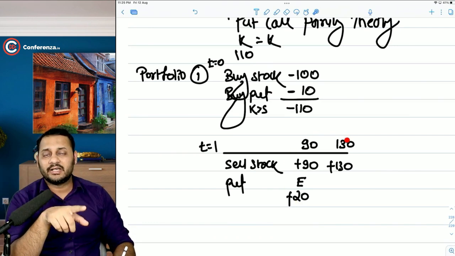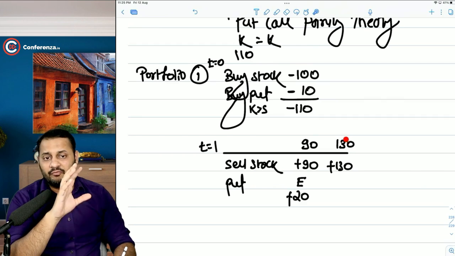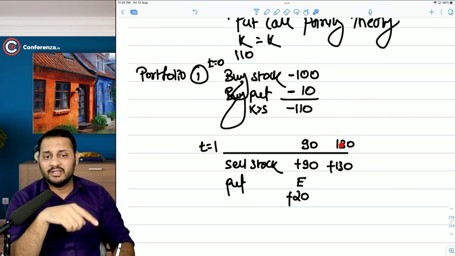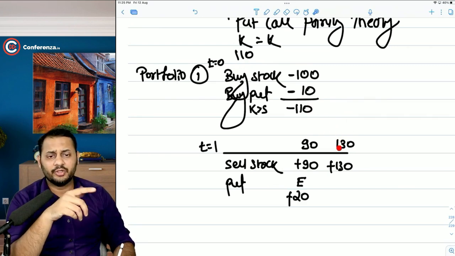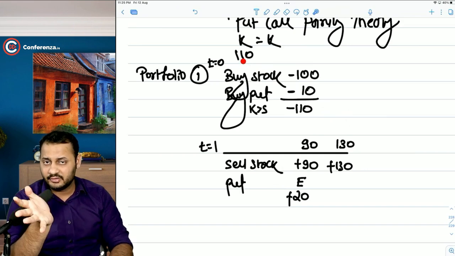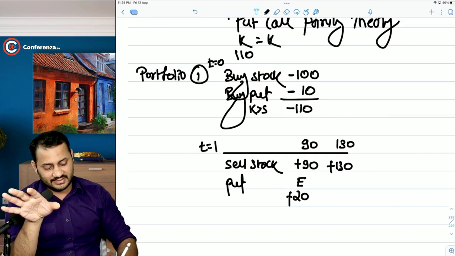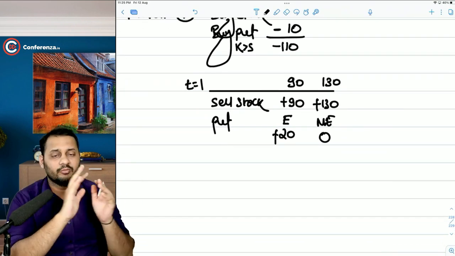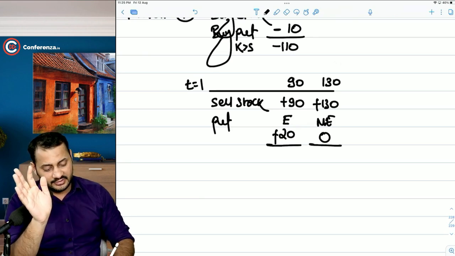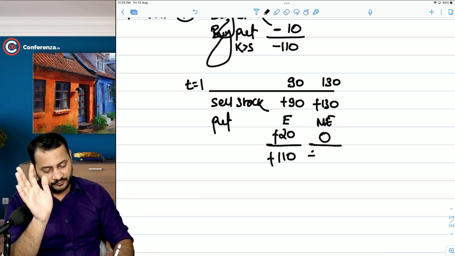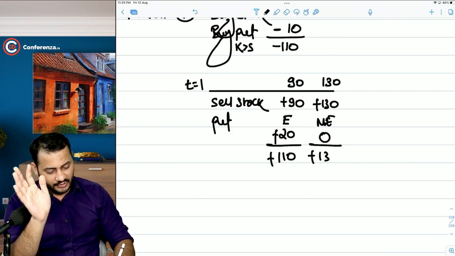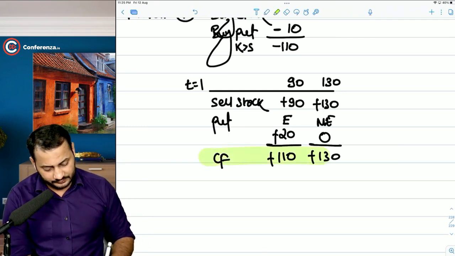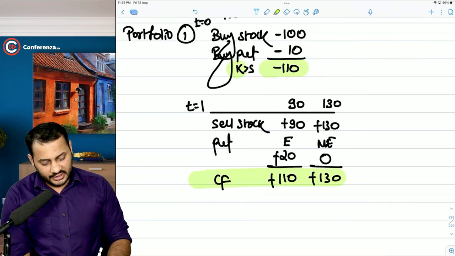But if the market price goes to 130, we can sell it at 130. Why would we want to sell it at 110? A 130 stock, nobody is going to sell at 110, right? So the option will not be exercised in this case and there will not be any payoff. Now both the options are expired, both are settled. You can clearly see the cash flows are 110 inflow and 130 inflow in the two cases. So this is the cash flow at expiry, and this is the cash flow at the beginning.